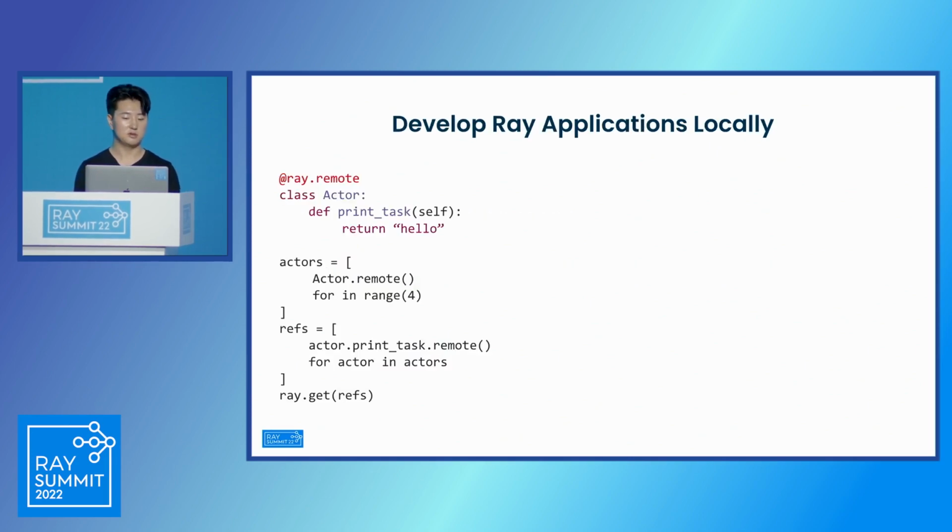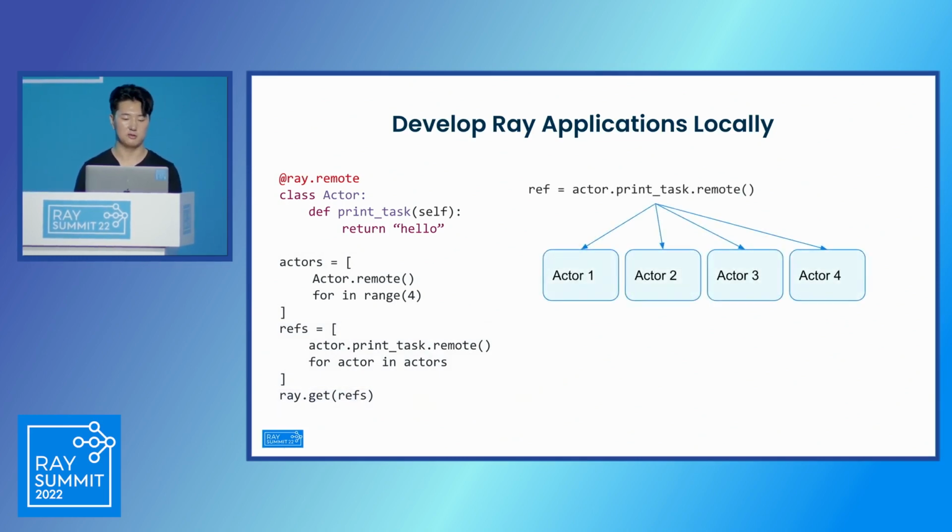So this is a simple toy Ray application. You create 4 actors, and then you're just calling into all the actors and getting the result. So a pretty typical Ray application. And this is, of course, how it looks in the real world. You're going to have 4 different actors. And then think about the first step: you want to monitor your application.